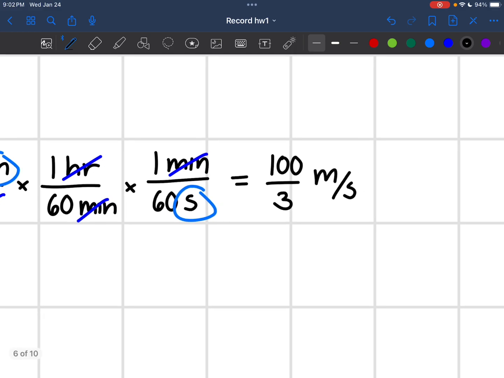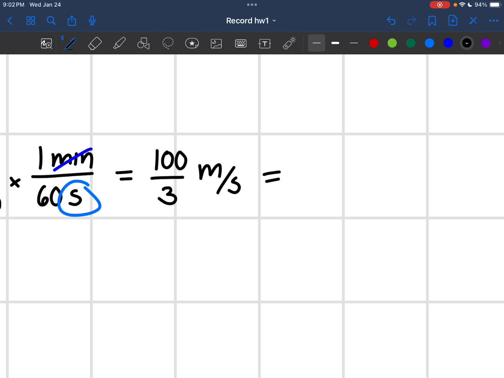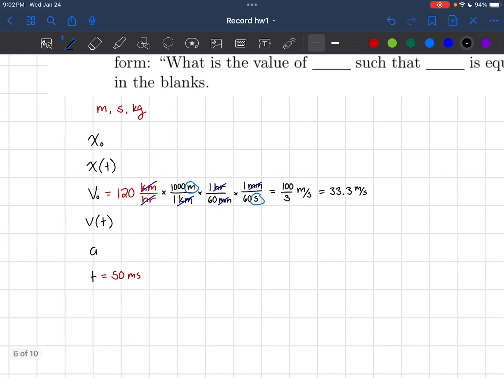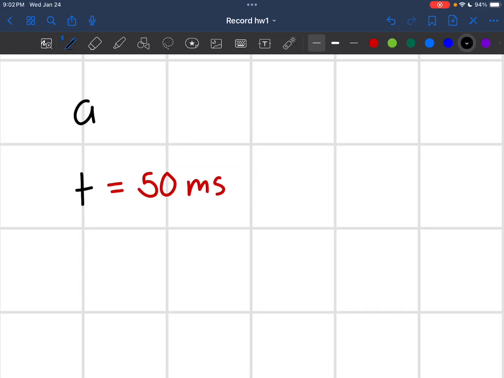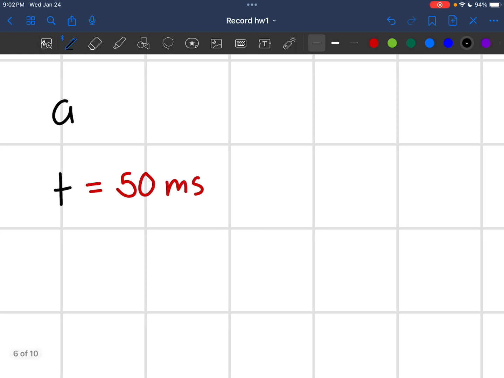I like fractions because I don't like rounding, but if you like decimals, it'll be 33.3 meters per second. Right? So now I can completely ignore that 120 kilometers per hour number, and now I have my initial velocity in meters per second, and that's what I'm going to use for the rest of the problem.